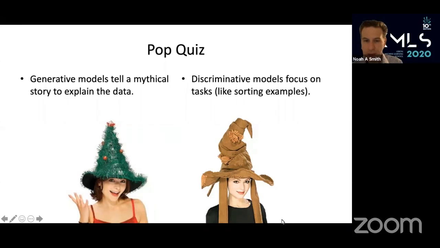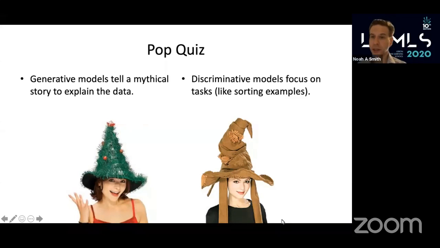Okay, so to dive in a little more on this, generative models are models that tell some kind of a mythical story to explain where our data came from. They are often used these days in various use cases to sample fake data. So with a generative model, you can generate a sample from the distribution and see something that isn't real data, but maybe looks, if you've done a good job with your modeling, looks like real data.